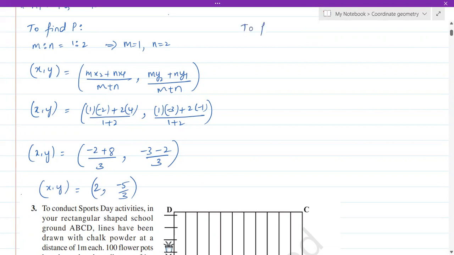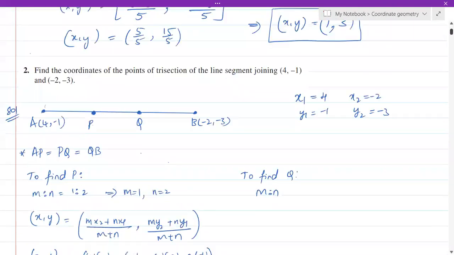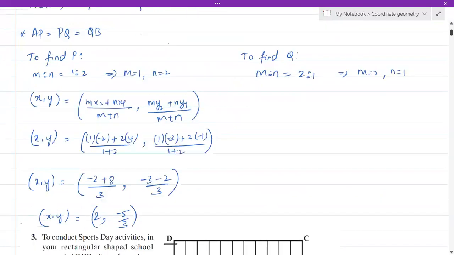Now let's find Q. To find Q, what will be m:n? Let's look at the figure. If you observe the figure, the left side of Q, you got 2 equal parts, and right side of Q, you got only 1 equal part. Therefore, you can say Q is dividing the line segment in what ratio? 2:1 ratio. So it will be the opposite, 2:1 ratio, which implies m value is 2, n value is 1. So let's solve this. Let's write the formula.